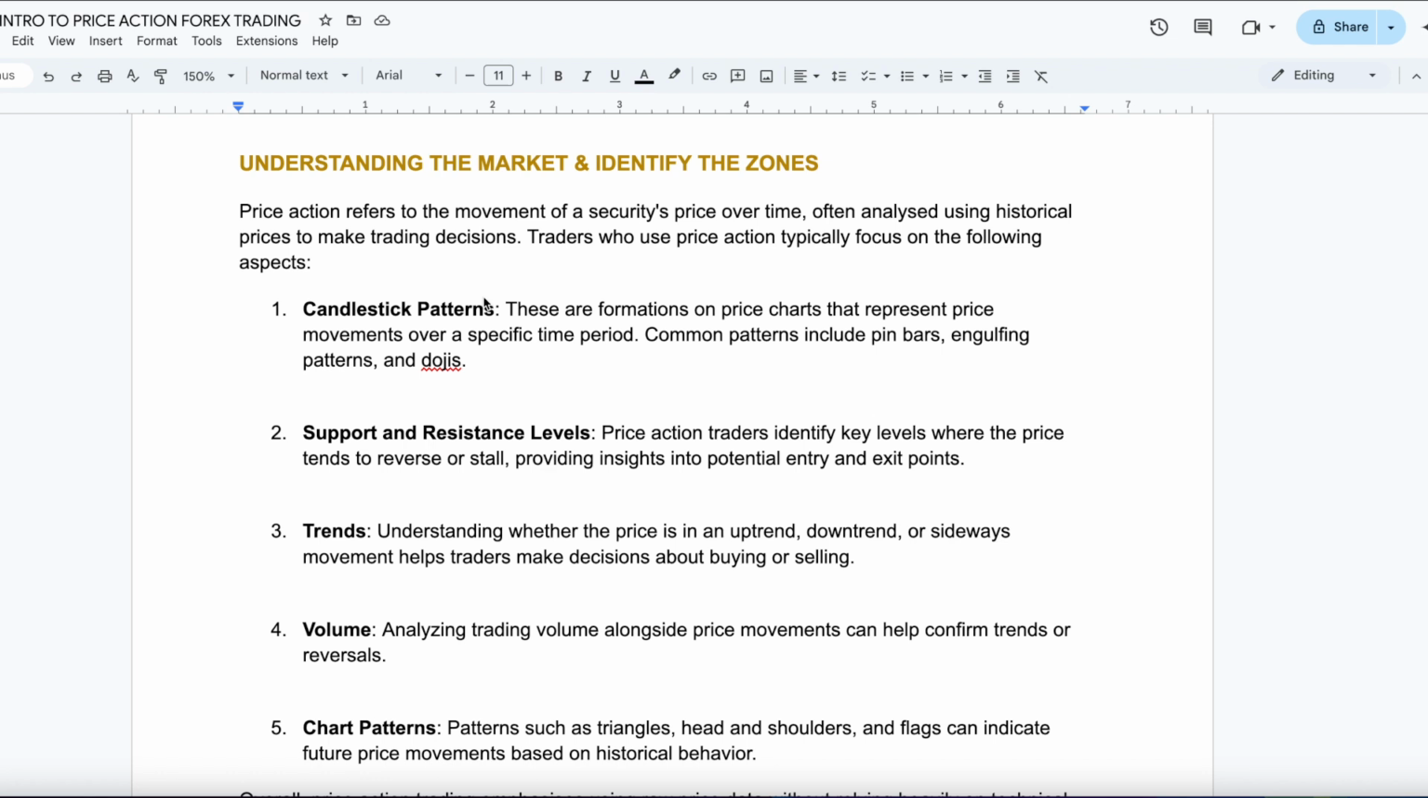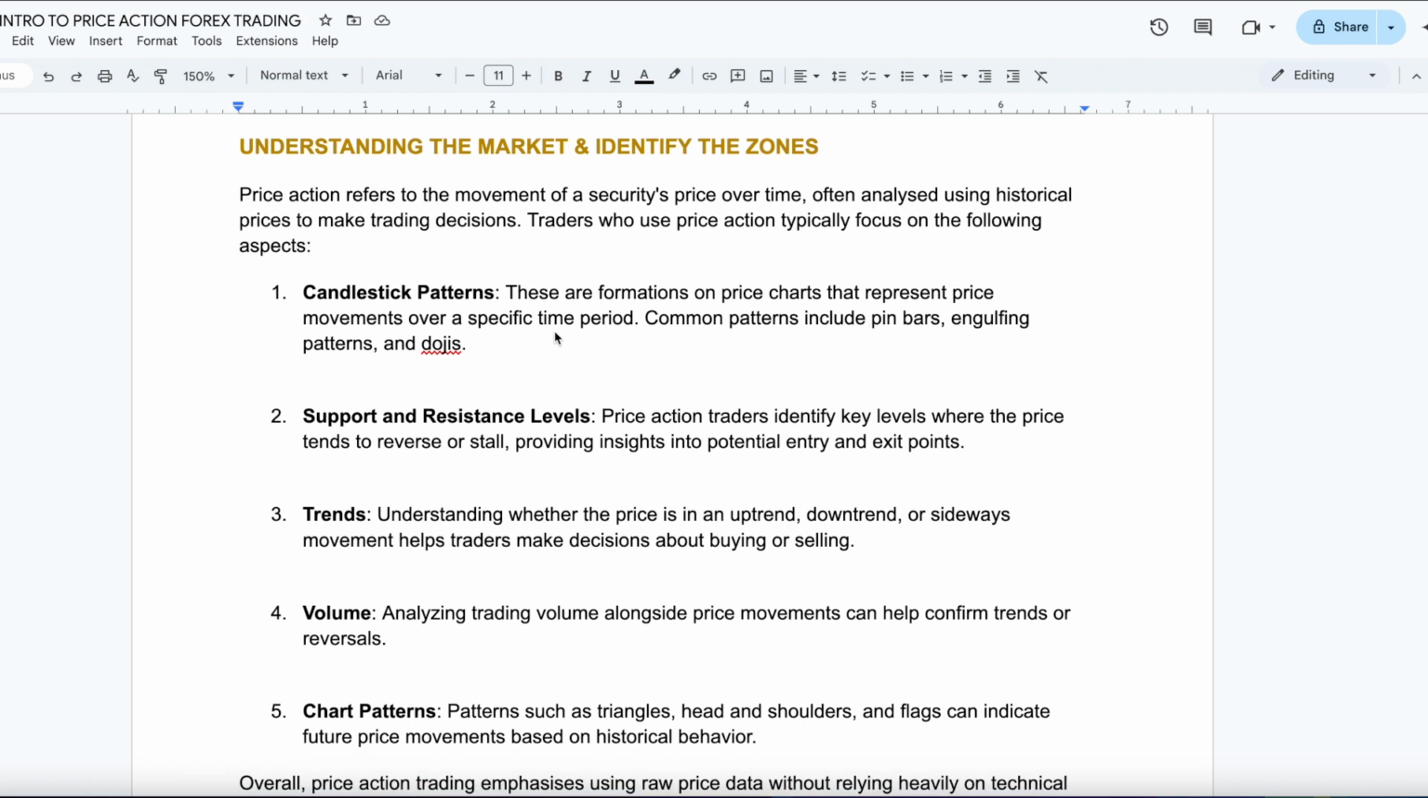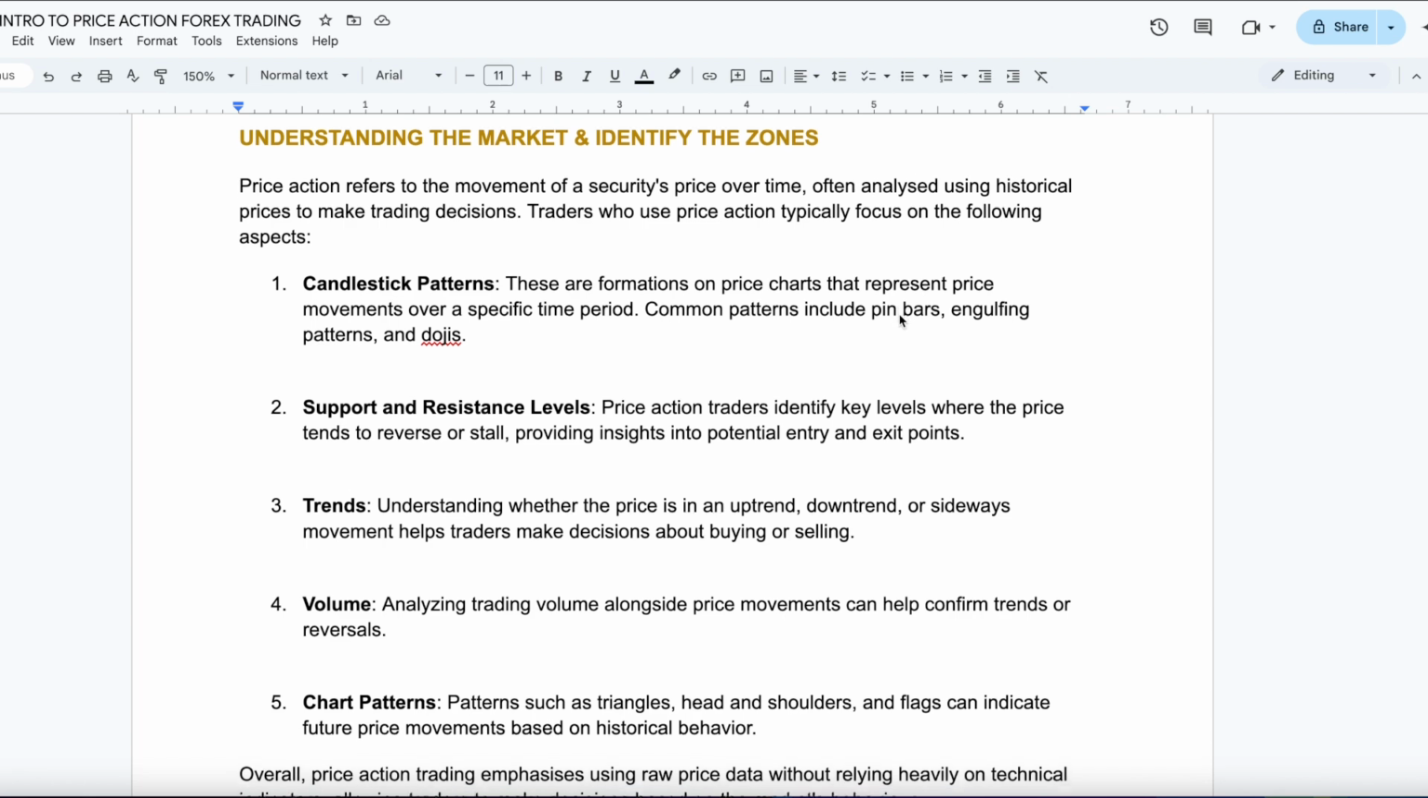The candlestick patterns. If you're trading price action, then you have to know the candle patterns. Okay, and these are formations on the price charts that represent the price movement over a specific period of time. Common patterns include the pin bars, the engulfing patterns, and the dojis. We'll come to understand what these are, so that you can also read them.